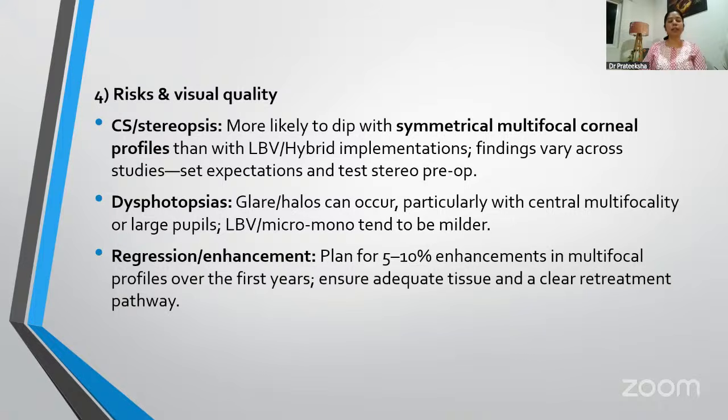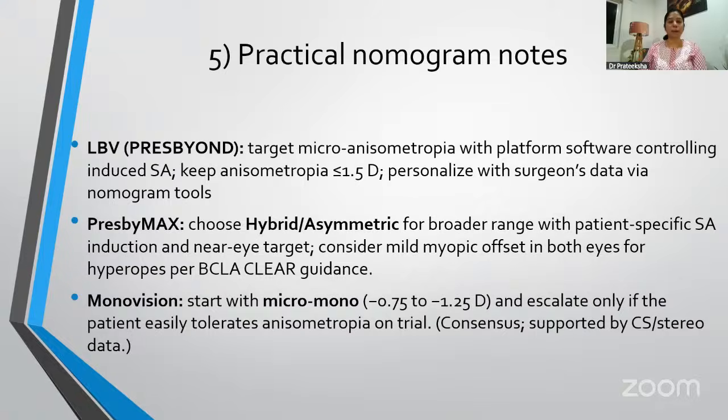Risk and visual quality. Contrast sensitivity and stereopsis are more likely to dip with symmetrical multifocal corneal profiles than with LBV or hybrid implementations. Findings vary across studies, so set expectations and test stereopsis pre-op. Dysphotopsia, glare, and halos can occur, particularly with central multifocality or a large pupil. LBV and micro-mono tend to be milder. Regression or enhancement: plan for 5 to 10% enhancement in multifocal profiles over 5 years. Ensure adequate tissue and a clear retreatment pathway.